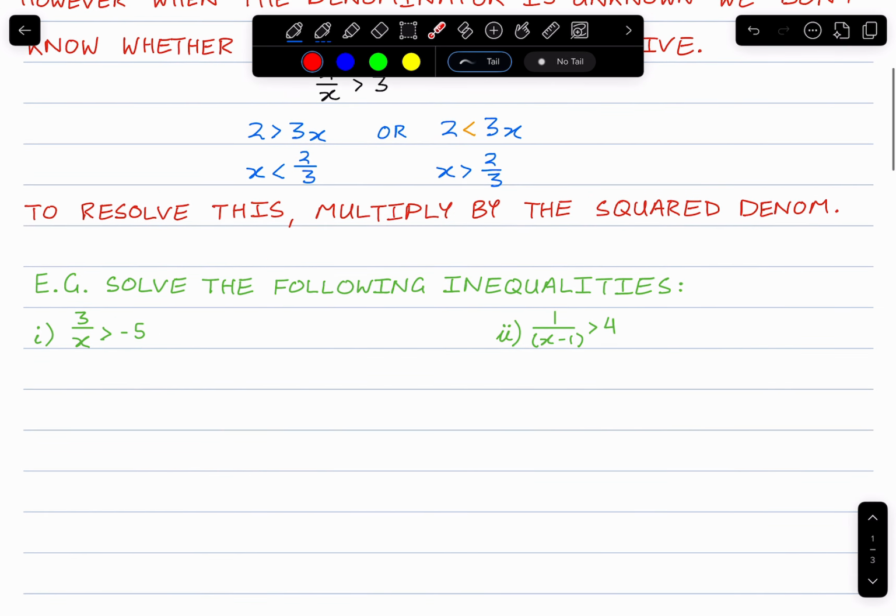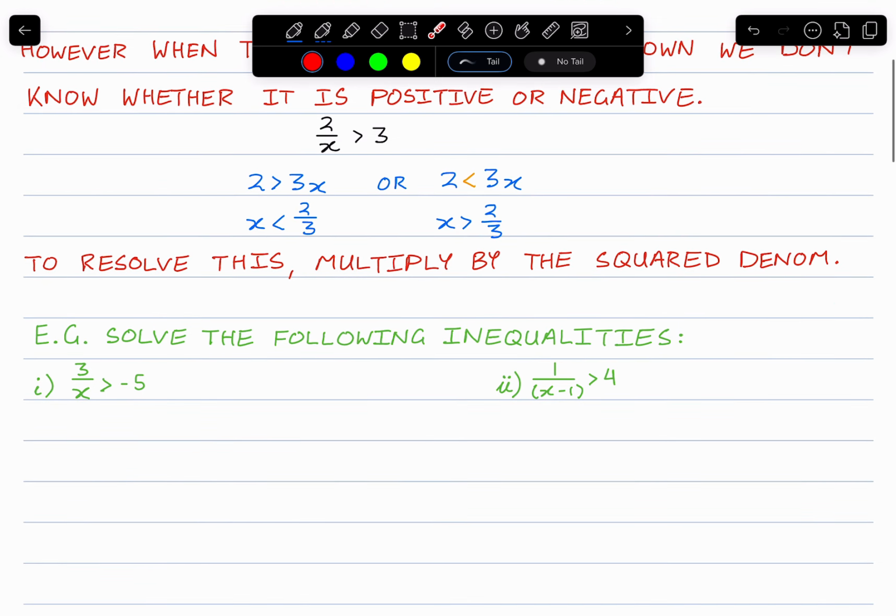To resolve this, we simply multiply by the square of that denominator. What this does is, if it were a negative value, it would make sure that this stays as a positive value so we can keep the direction of that inequality symbol staying the same.